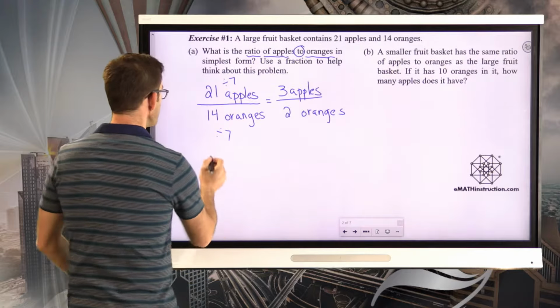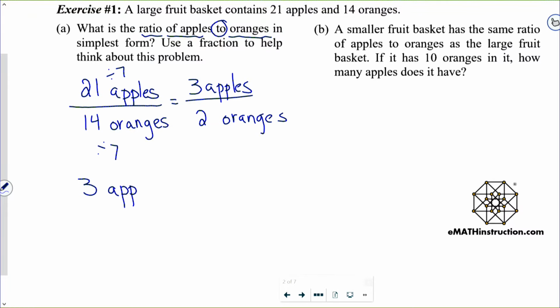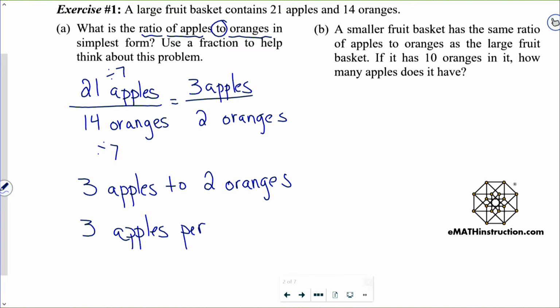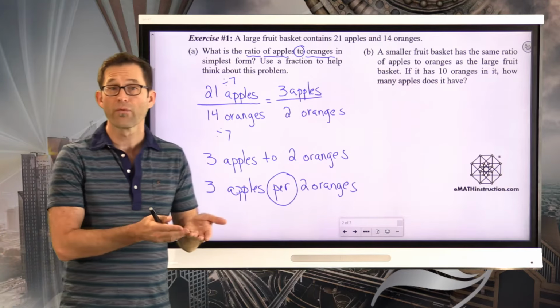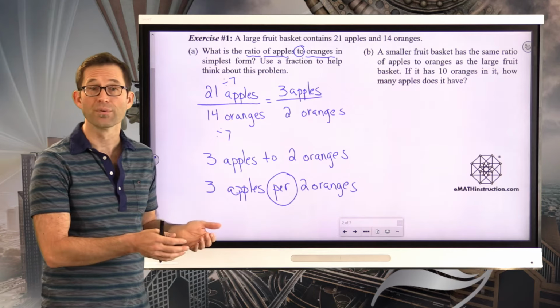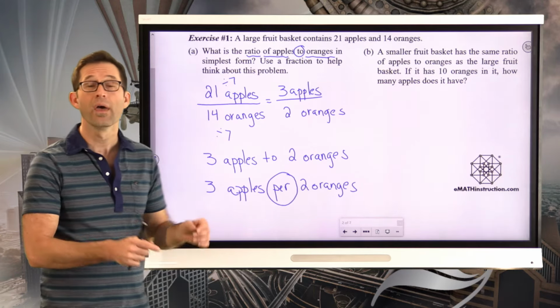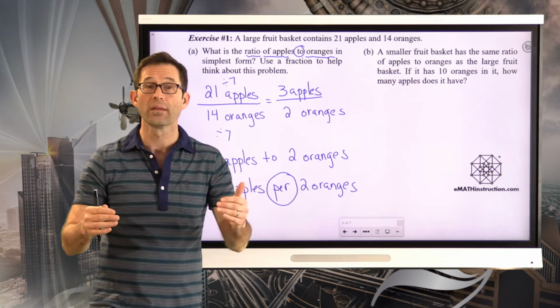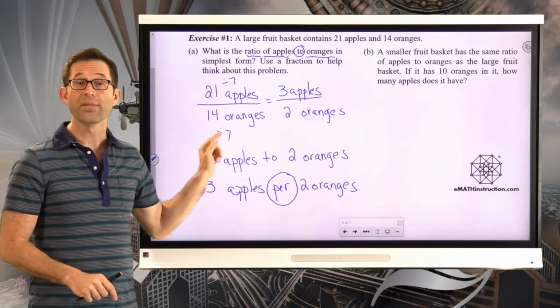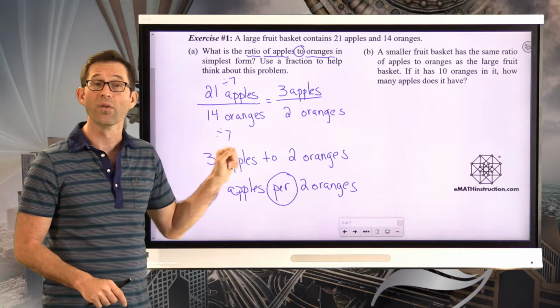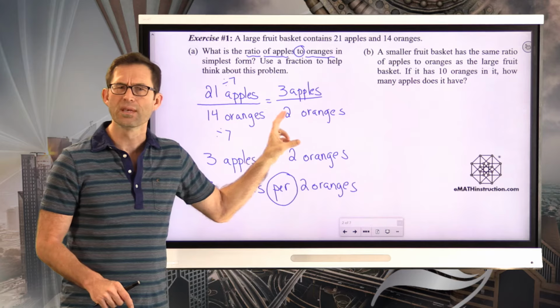Very often we like to say 3 apples to 2 oranges. Or you could say 3 apples per 2 oranges. That word is very, very important. And again, it's a very simple idea. For every 2 oranges, we're going to have another 3 apples, and then another 2 oranges, and another 3 apples. And that's the idea of scaling up and scaling down this ratio. In fact, one might say that in this case, we took this ratio and we scaled it down by a factor of 7 to get the simplest ratio.